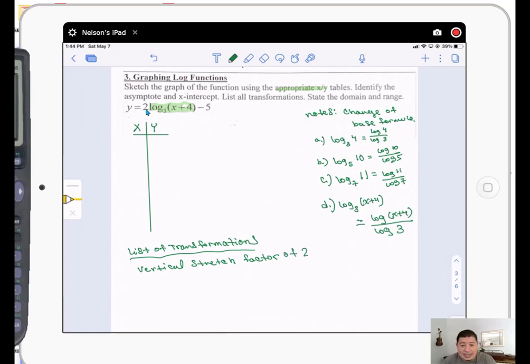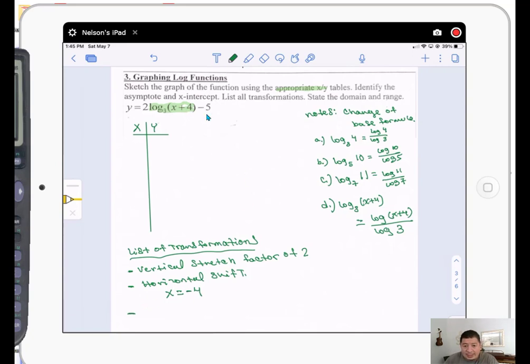Okay, so what this is saying is that whatever comes out of here is always going to be twice as much. It's a scale factor. That's what it is. Not only that, but we also have a horizontal shift, and the horizontal shift is going to be where x is equal to -4.